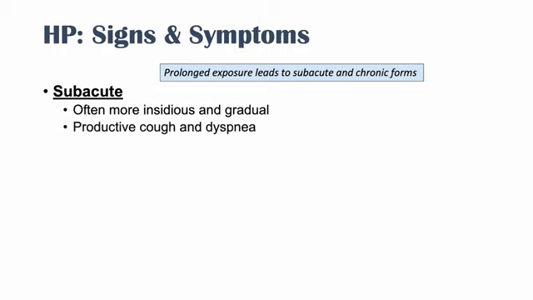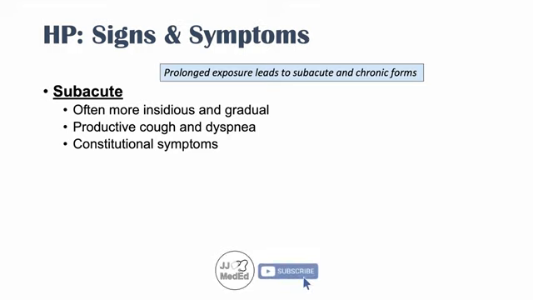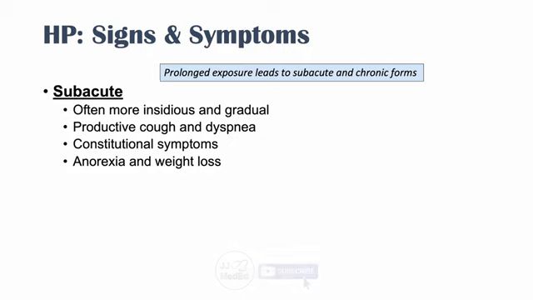They have a productive cough and dyspnea. So productive cough means they're coughing up some phlegm. Dyspnea again means shortness of breath. They also have constitutional symptoms. So they have fatigue, they are feeling unwell, they have anorexia and weight loss.